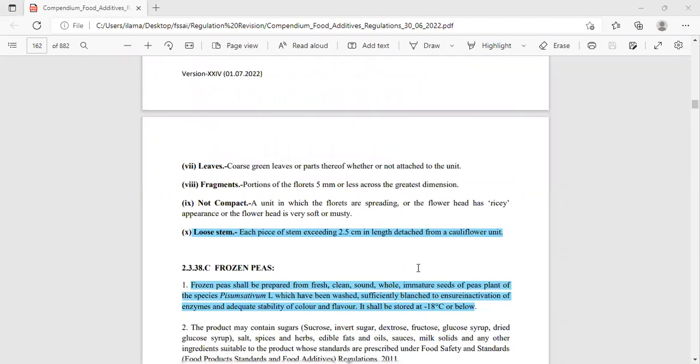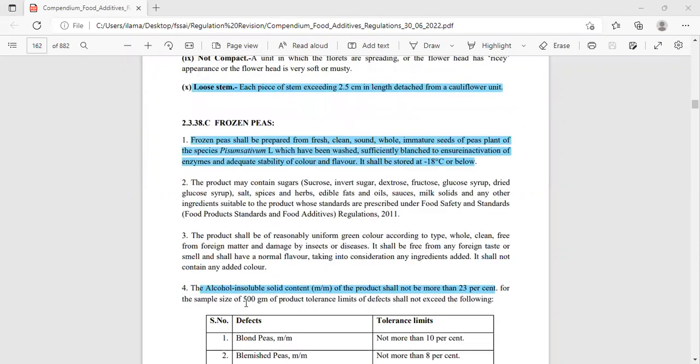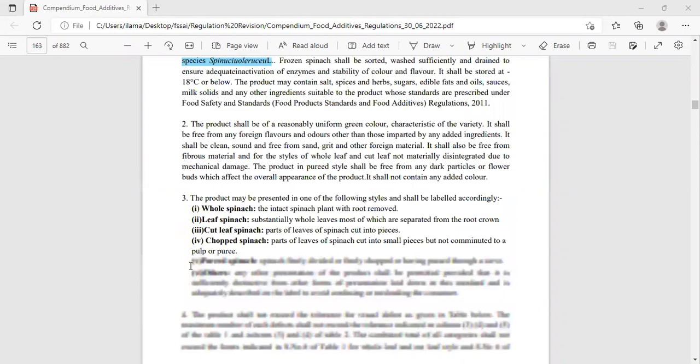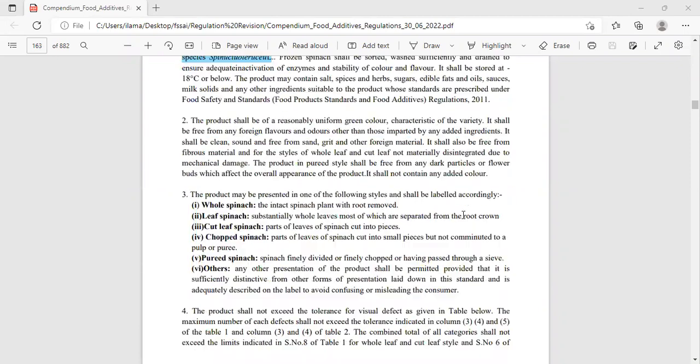And then frozen peas. Here the frozen peas alcohol insoluble solid content value shall not be more than 23%. Then what is frozen spinach? Go through this.